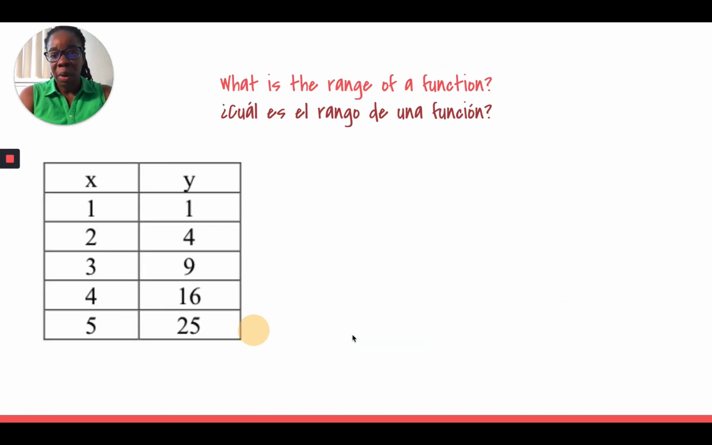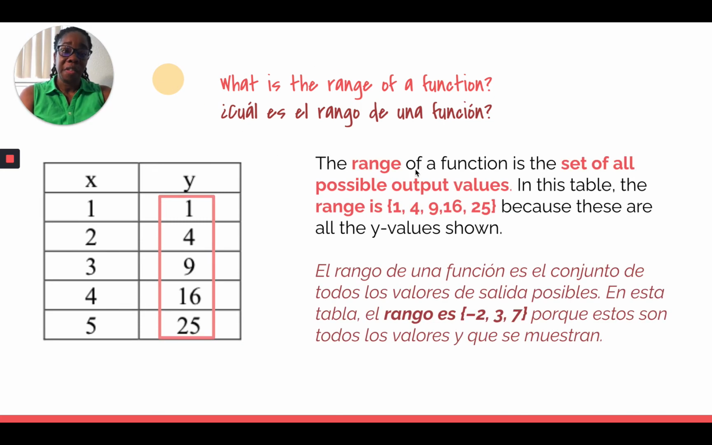Now, let's talk about the range of a function. Just like we did for domain, we need to define the range of a function. So what's the range of a function? Well, the range of a function is the set of all possible output values. So remember, y values are synonymous with output values. In this table, the output values would be 1, 4, 9, 16, 25. Therefore, the range in this table would be the values 1, 4, 9, 16, and 25 because these are all the y values that are shown.